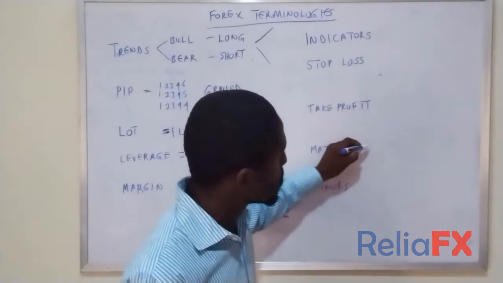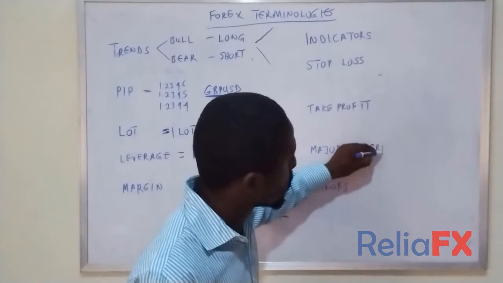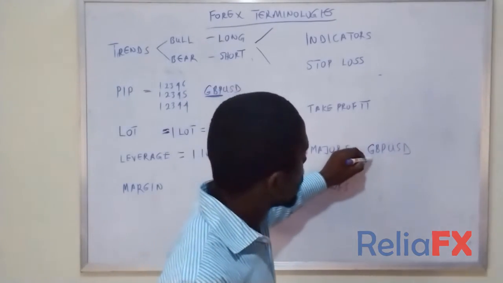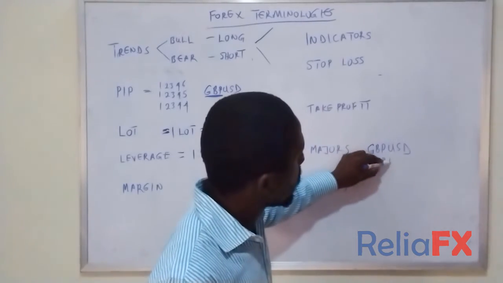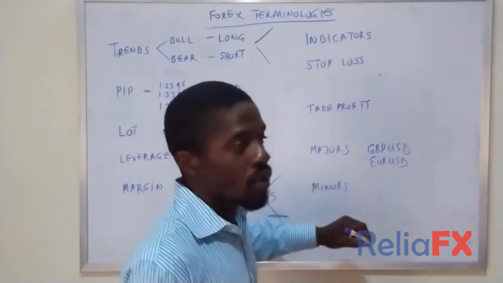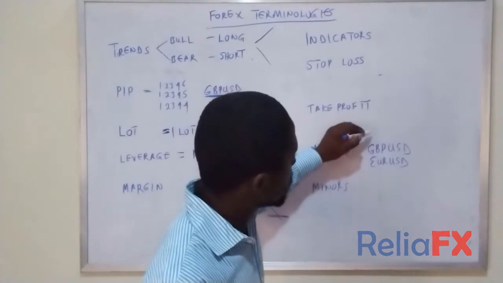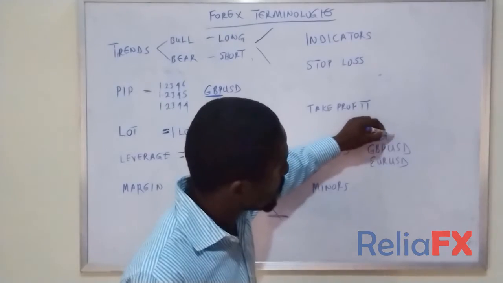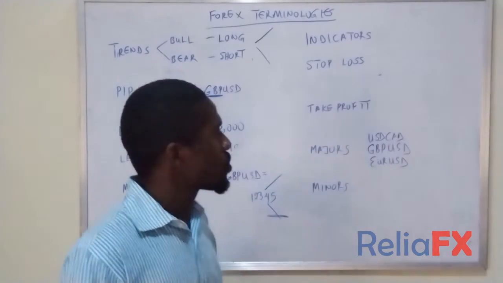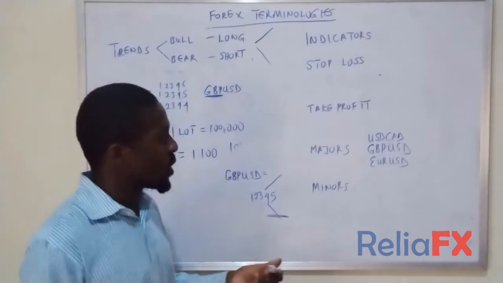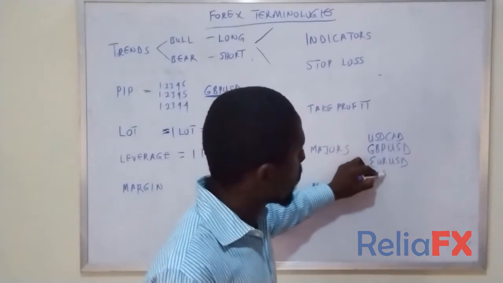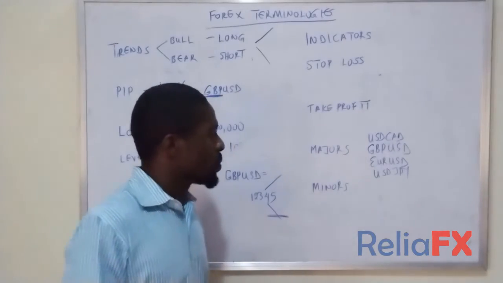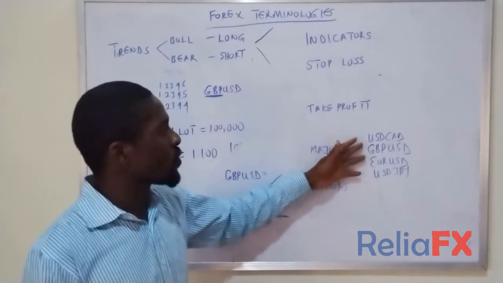So we have a number of pairs. An example of majors is the GBP USD I've been talking about. We also have the Euro versus the dollar, which is also a major. We have USD CAD, that's the United States dollar versus the Canadian dollar. These are examples of majors that we have. We have USD JPY as one other major currency pair. All right, so these are examples of majors.